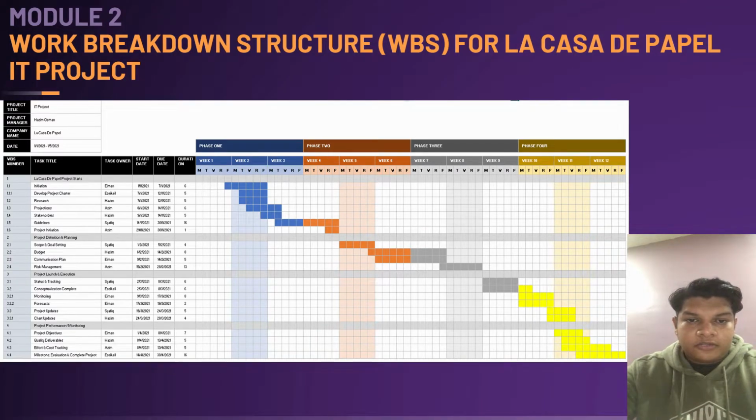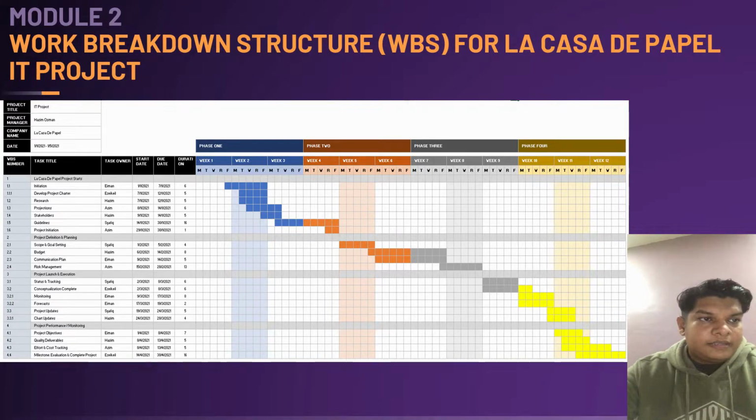Hi, in this video, I'm going to present on the work breakdown structure, which is WBS, for LaCasaDePapel IT project. As you can see, our project manager is Mr. Hazim Osman, and our estimation for this project to be done is 12 weeks. As listed here, these are the task title and the task owner, which have been assigned to each of the group members to do their task. Each of the tasks also has the start date and the due date. So each of the tasks has a period of time to be done. You can see on the work breakdown structure here how the tasks have been done.